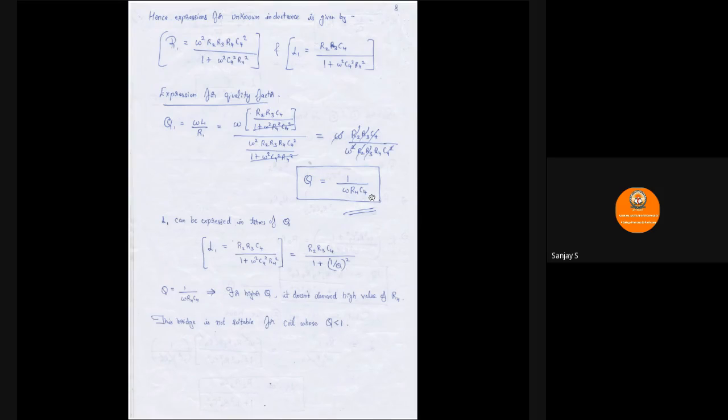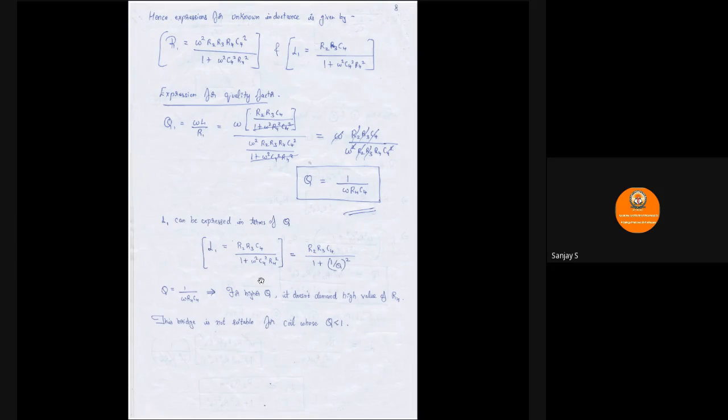So if you want to express this L1 in terms of Q, that also can be done. So you have the expression for L1 over here, which is R2 R3 C4 by 1 plus, in place of 1 by omega R4 C4, you can call it as Q. So it becomes 1 over Q the whole square. So if you want, you can measure this inductance in terms of quality factor also. But of course, if we derive the expression until this 1 over omega R4 C4, that is good enough.